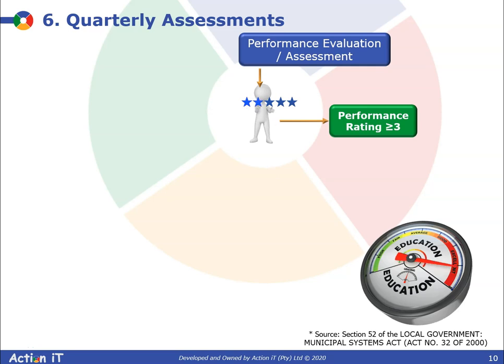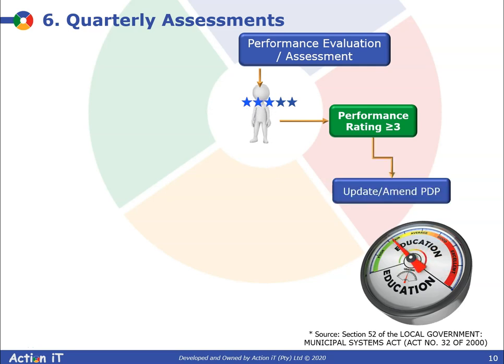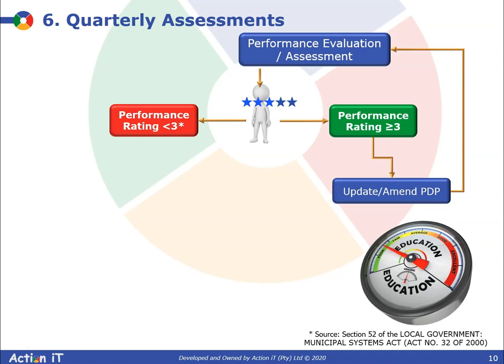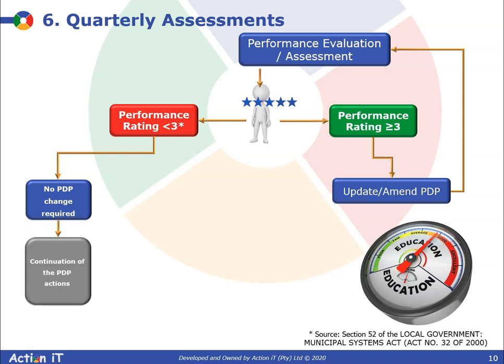If the rating is more than or equal to 3, the developmental progress gets updated and any amendments documented on the PDP. If the performance rating is anything less than 3, there are any of 4 possible outcomes. The first outcome is the scenario where no change is required to the PDP. This usually occurs when the employee meets all the development deadlines and there is no need to take any further action. The employee will then be assessed again in the next quarter.